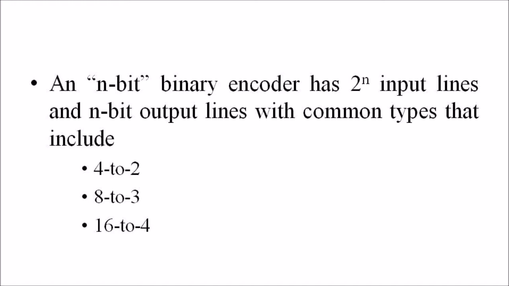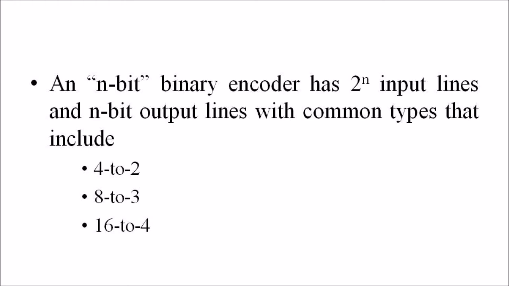The output lines of the digital encoder generate the binary equivalent of the input line whose value is equal to 1, and are available to encode either a decimal or hexadecimal input pattern to typically a binary or BCD output code.